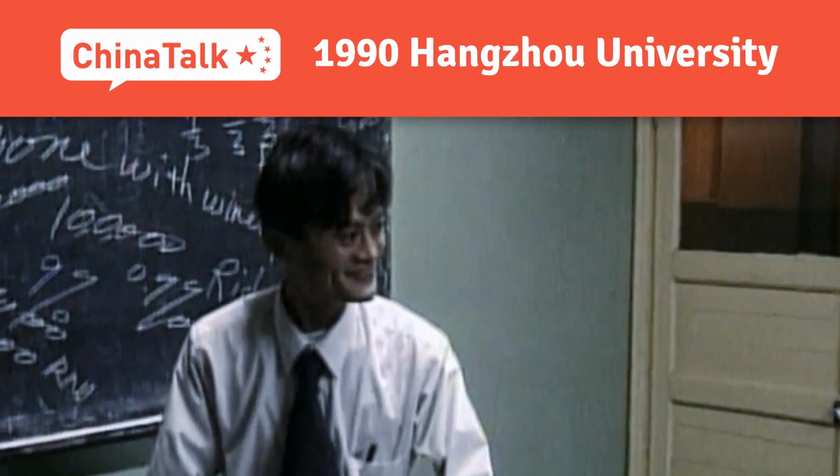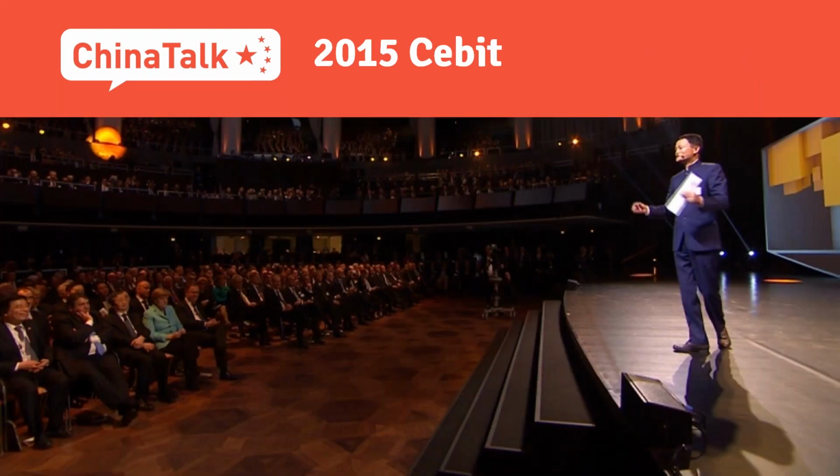But several decades later, in 2015, we see Jack Ma here, and he's not teaching students in Hangzhou anymore, but he's speaking to the people at CeBIT. And these are quite important people. If you watch closely, you can, for instance, see Angela Merkel of Germany sitting in the front row. So he has become a very prominent figure in the world. And it's all because of the rise of Alibaba.